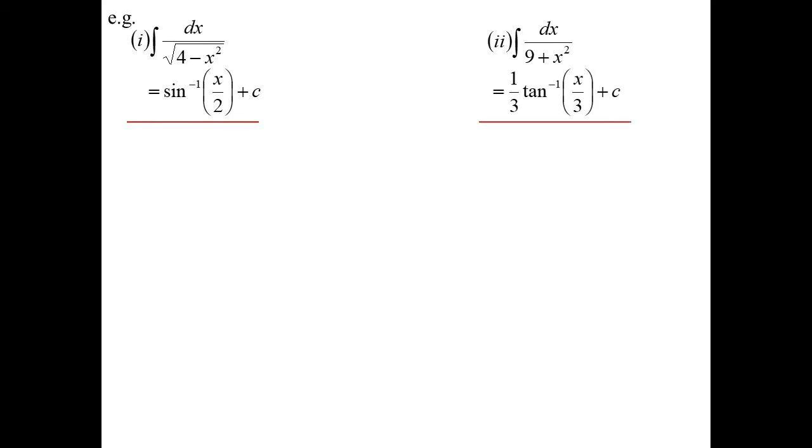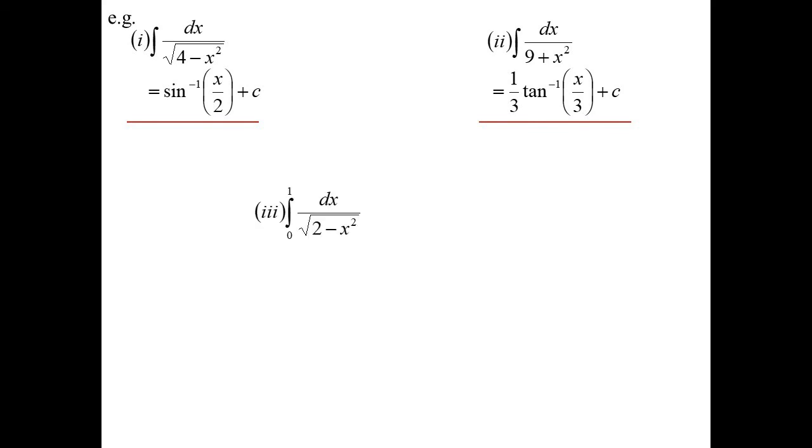So dx on the square root of 4 minus x squared, that's in one of those standard forms. So I can look at that and go, oh, well, that's just the inverse sine of x on 2, plus a constant. dx on 9 plus x squared, again, it's in that very simple form, but this is the one where I've got to remember 1 on a out the front as well. So a third inverse tan x on 3 plus a constant.